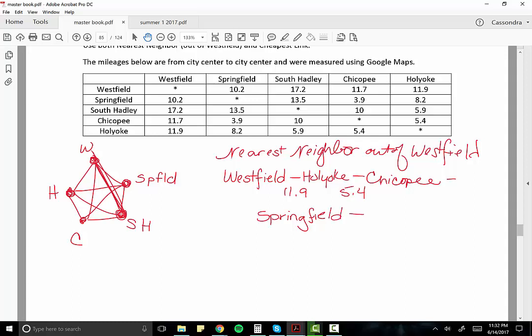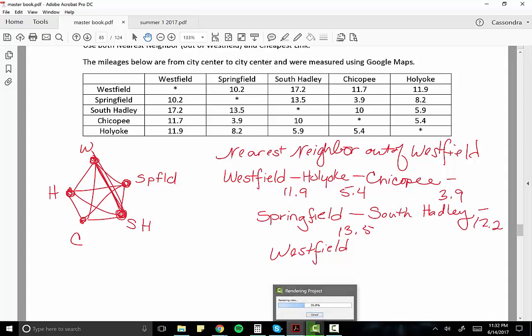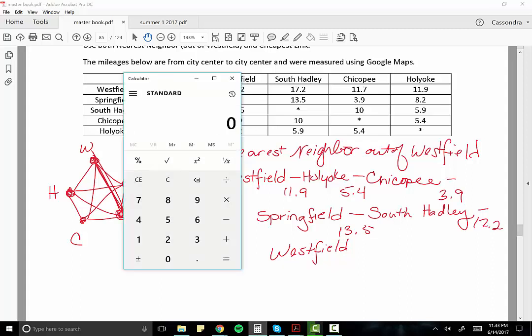And Chicopee to Springfield was 3.9. From Springfield, we can't go to Chicopee. We can't go to Holyoke. We're not going to Westfield. We've got to go to South Hadley. So that was from Springfield to South Hadley, 13.5. And then from South Hadley, we arrive back in Westfield after 17.2. So that total amount of miles, I believe, is 46.2.